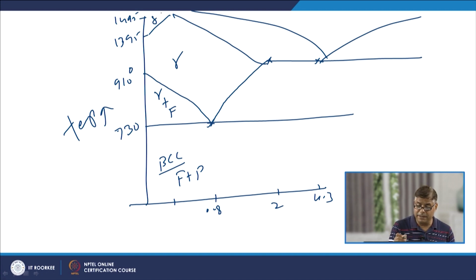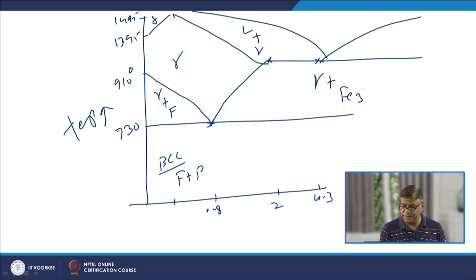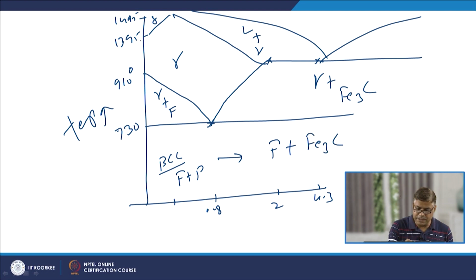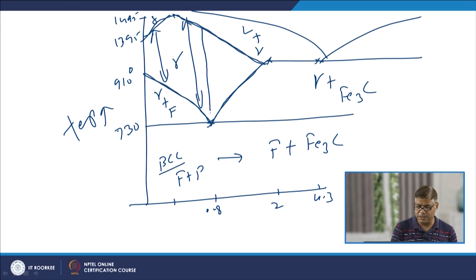Thereafter, we have the delta, and on this side we have liquid plus gamma, and here gamma plus Fe3C, that is the iron carbide. So, this is the band where we basically have ferrite plus iron carbide. If we notice this, this is the zone where we get the austenite. So, the temperature range in which the steel is converted into austenite during heating changes as a function of the temperature.